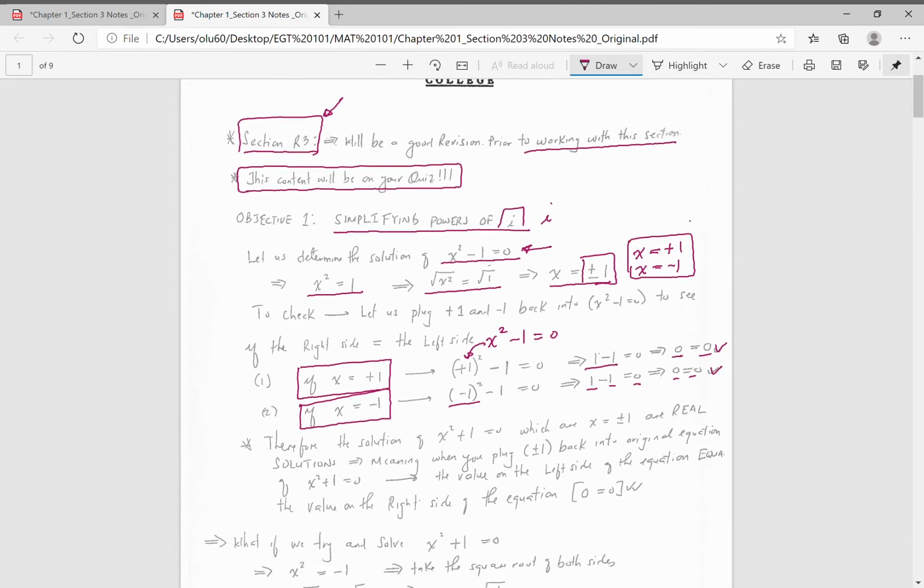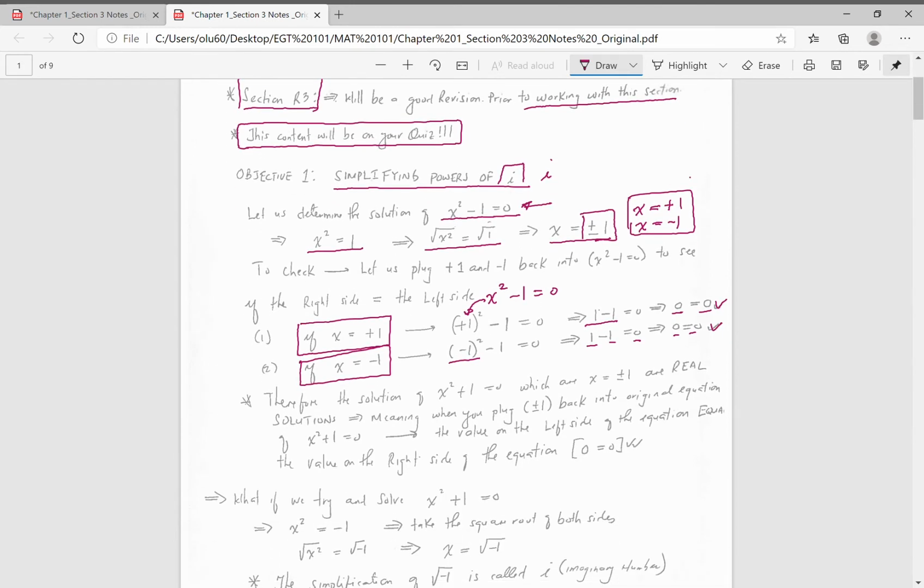So it proves to us that this x, which is plus and minus 1, is a real solution. Okay? And again, what determines a real solution? If the value on the right hand side is equal to the value on the left hand side of the equation. In this case, it's going to be 0 equals 0.